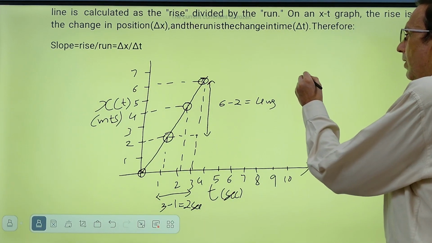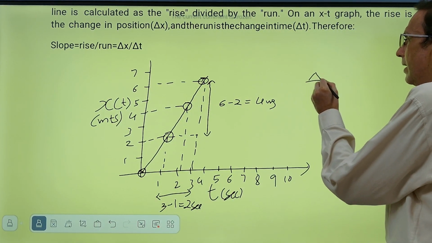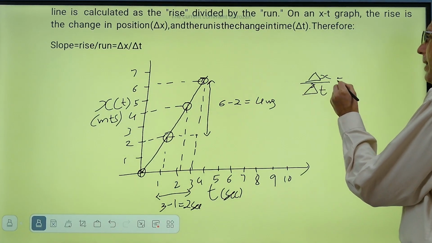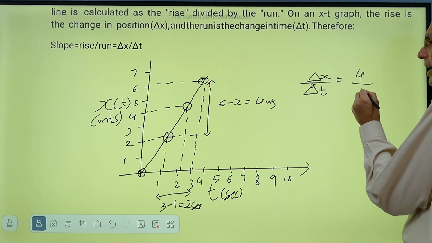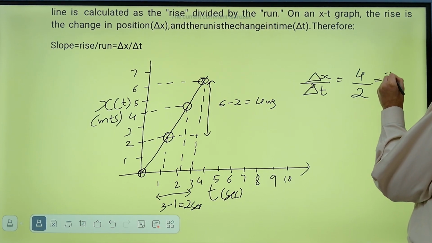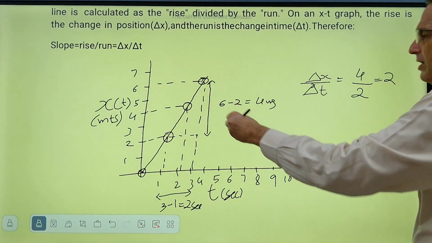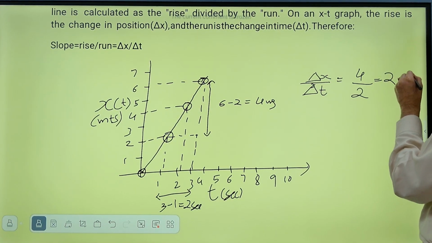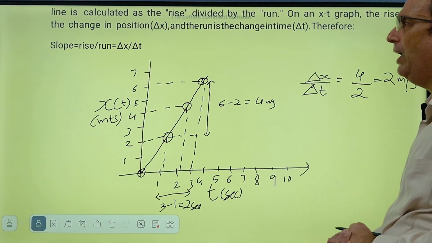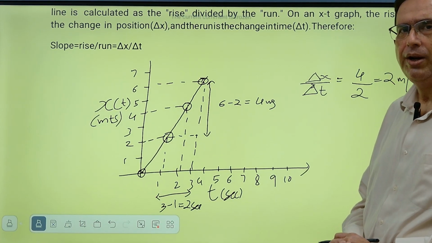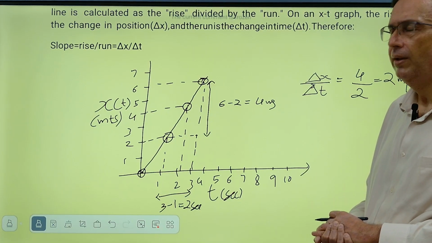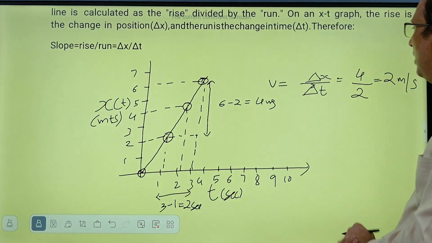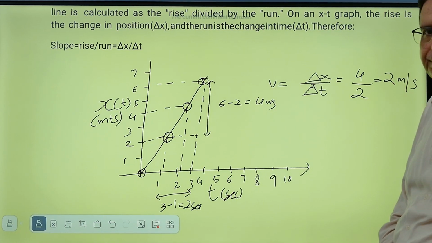So then the velocity, the slope, would be delta x by delta t, which would be equal to 4 divided by 2, which is equal to 2, and the units would be meters per second, because t is in seconds and x is in meters. So the velocity of this one dimensional uniform motion, which is represented by this graph, is delta x by delta t, and this is equal to 2 meters per second for this graph.